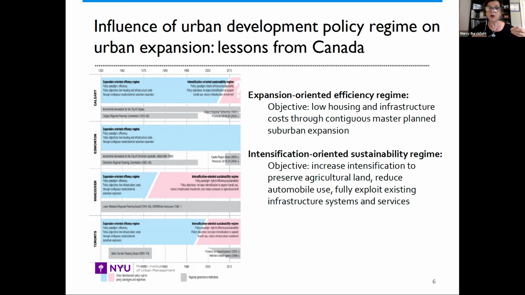That's partly because it had a governance structure that had control of water and wastewater. And then finally, in the Toronto region, we saw this intensification, urban sustainability regime take place in the mid 2000s, where smart growth was really taking hold, and the provincial government introduced a smart growth style plan into the area. So if you can hit the next slide.